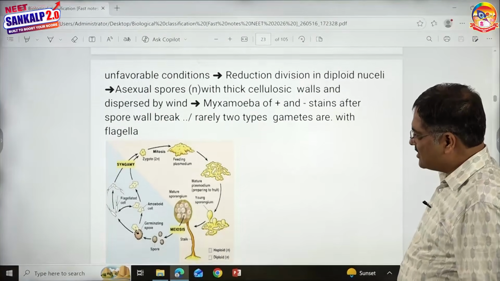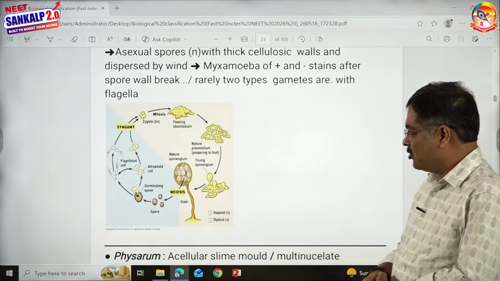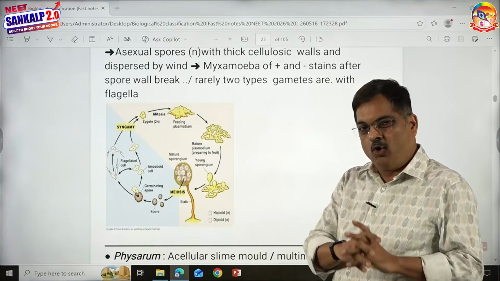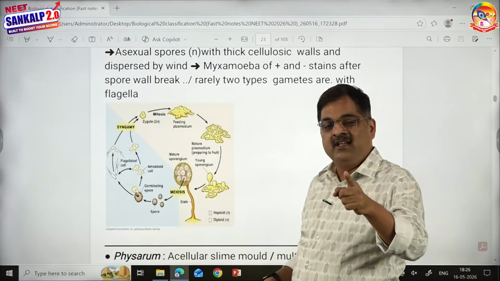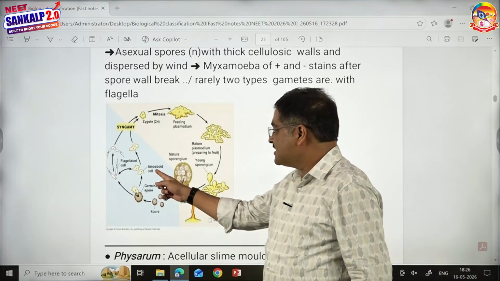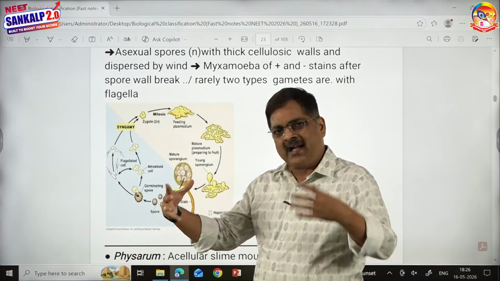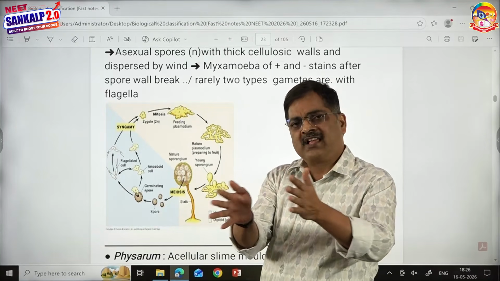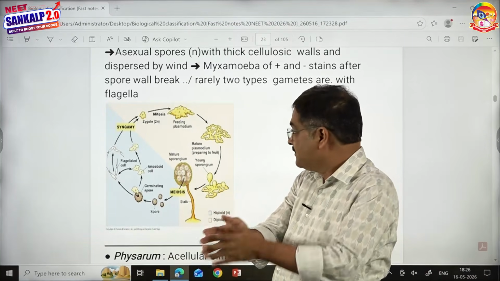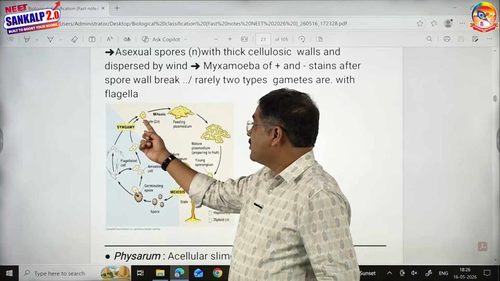Now look here, I think the small diagram can help you. I hope that you see it clearly. Now listen to what I'm discussing here. These are two amoeba-like cells. Plasmogamy occurs, meaning protoplasm fuse. Karyogamy also occurs, nuclei fuse, resulting in the formation of a diploid zygote.